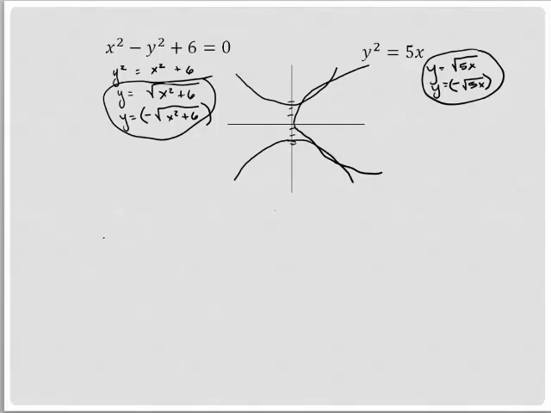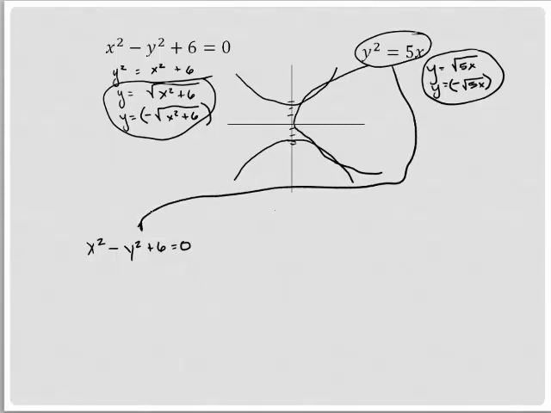So let's combine the 2. Let's take x squared minus y squared plus 6 equals 0. And let's bring down this y squared equals 5x. Let's bring that down into this equation for y squared. So we have x squared minus 5x plus 6 equals 0. Oh, this is much nicer. Now what do I do with a trinomial? Just factor it, right? And that should factor into those 2 binomials. Set each one equal to 0 and solve for x.